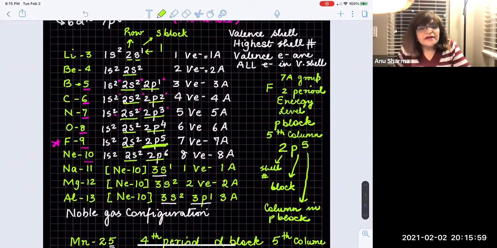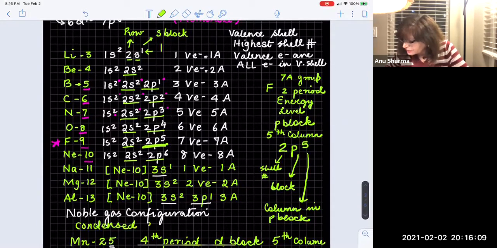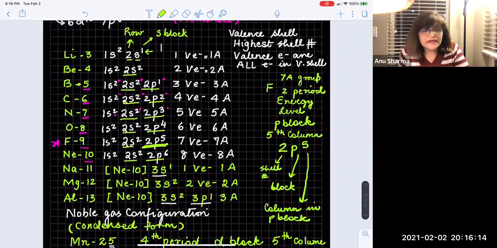Okay, now let's look at the noble gas configuration, which is also called the condensed form. So either way, the noble gas configuration is when you bring in the inner core, which is equal to the nearest noble gas. Now, the nearest noble gas generally is going to be one period above. Nearest does not mean the one right next to it. No, the one that is one period above.